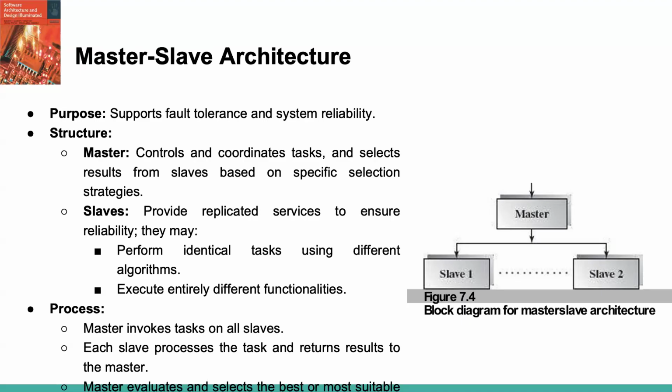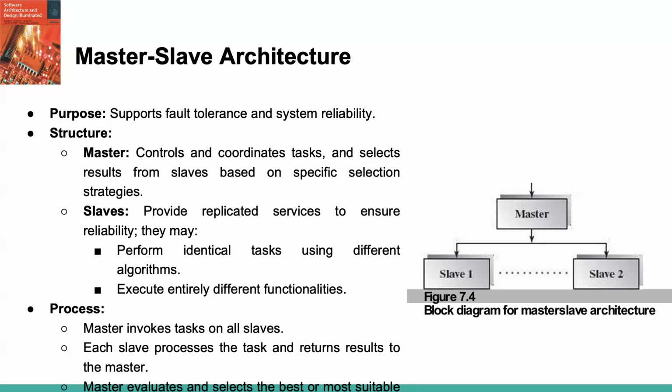across multiple components. The main purpose of this architecture is to support fault tolerance, ensuring the system can continue operating reliably even if some components fail. This is especially useful in critical systems where uptime and accuracy are paramount. In this architecture, we have two main roles. Master. The master module controls and coordinates tasks across the system. It's responsible for collecting results from the slaves and selecting the best outcome based on specific selection strategies.